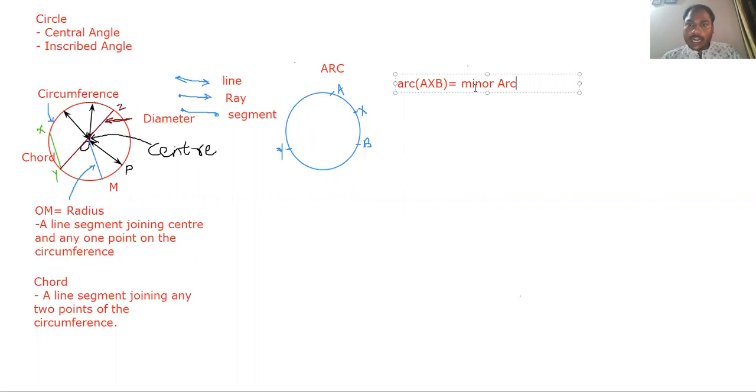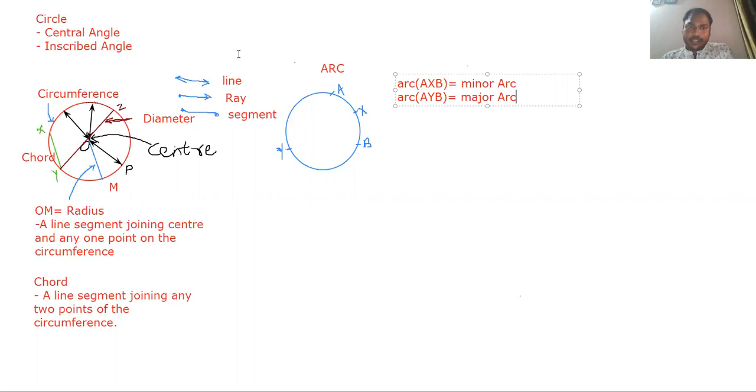That one is known as the minor arc. If we go for the next one, we can write arc AB, and that one represents the major arc. So that one is known as the major arc. And the next thing is the central angle. Very important, central angle.